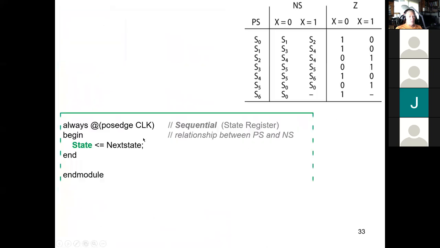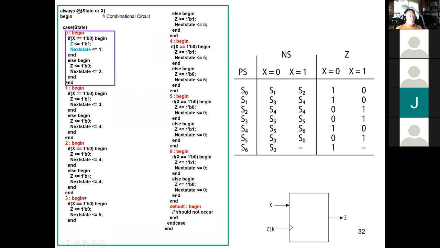All right. And then this is going to result in combinational logic. Notice we have level signals here, no clock, but we're careful to account for all possibilities for X and for all states. And we have a default state just in case.